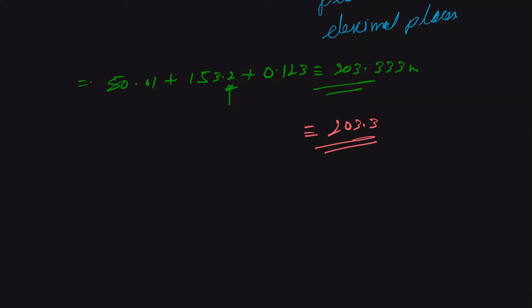And in case of multiplication, okay, we can say that only the significant figures matter in case of multiplication and division. In case of addition and subtraction, decimal place matters. So you can just remember it like that. Next question.